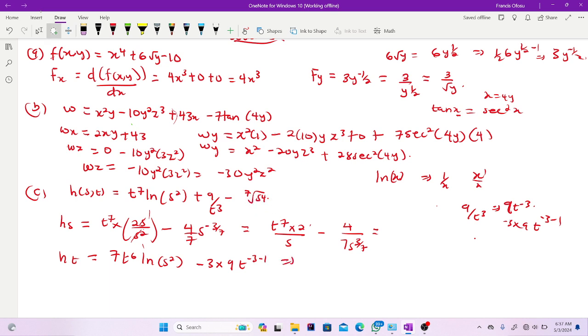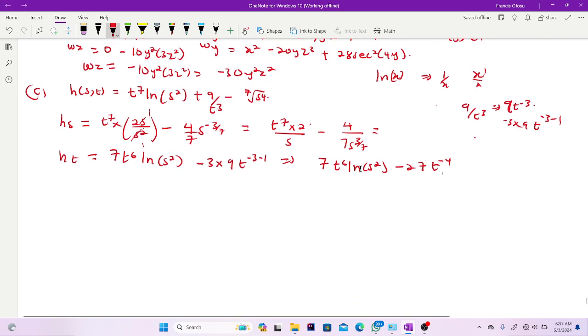So I'm going to get 7 t to the power 6 natural log of x squared minus 27 t to the power negative 4. And that gives me my partial derivative with respect to s and t. Then finally, the last equation comes.